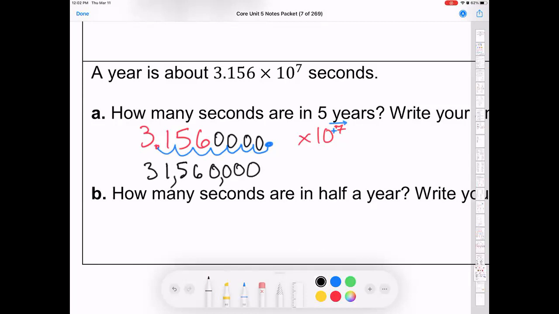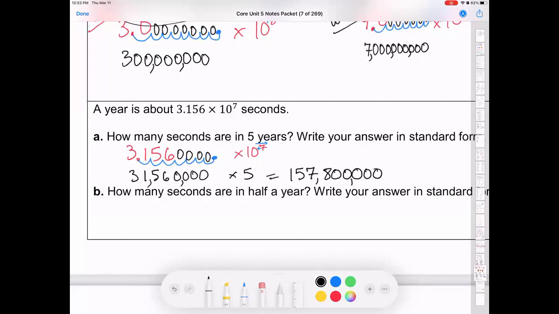If you wanted to find it for 5 years, all you'd have to do is what? Very good to that individual. We're going to take that value, multiply it by 5, and see what we get. So go ahead, pause the video, type that in the calculator, or multiply it out. What do we end up with? Awesome job. So you should have gotten this value right here.